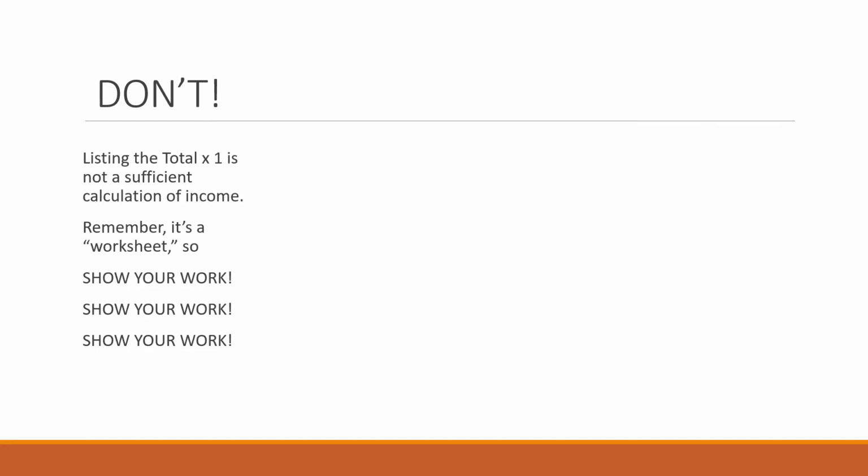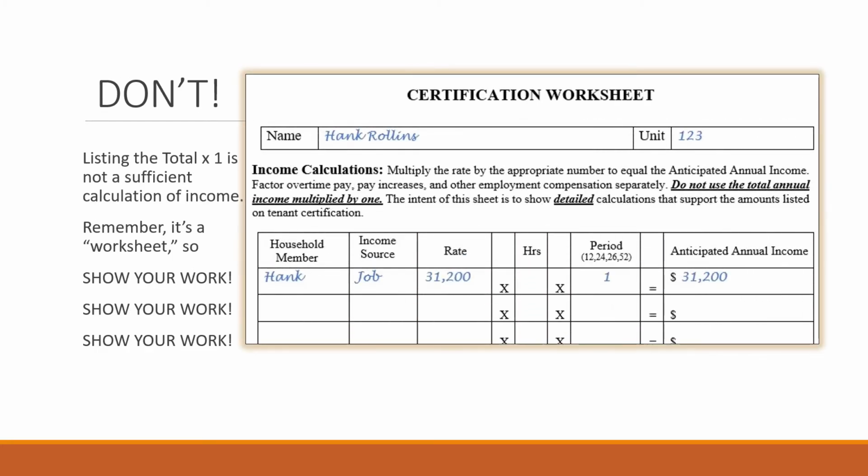The don't. Do not list the total times 1. That is not a sufficient calculation of income. That does not tell us how you arrived at the total of $31,200. Remember, it's a worksheet, so show your work.